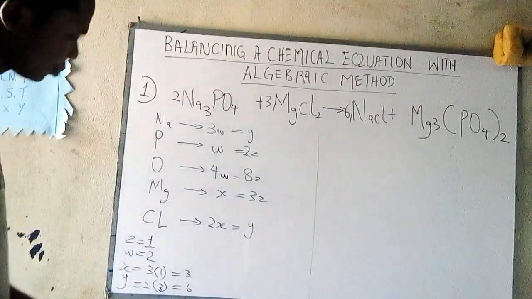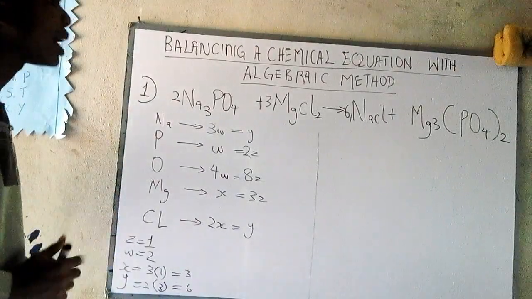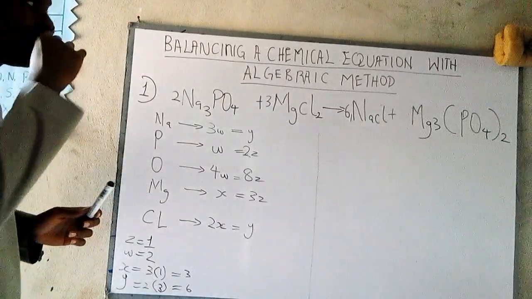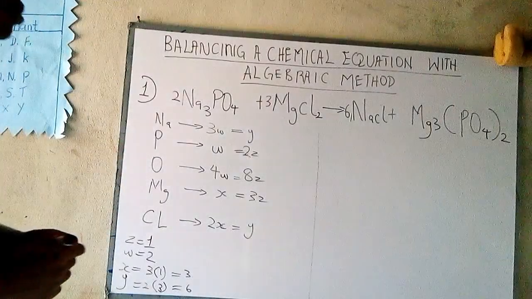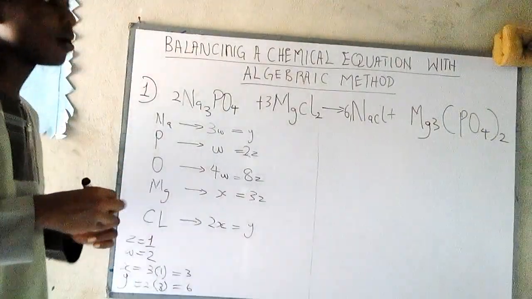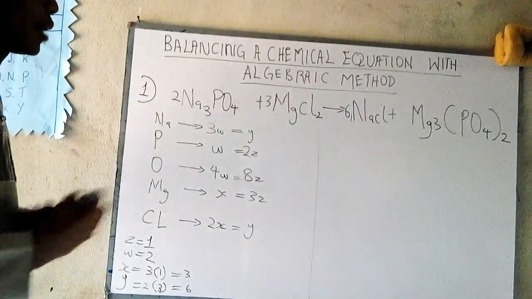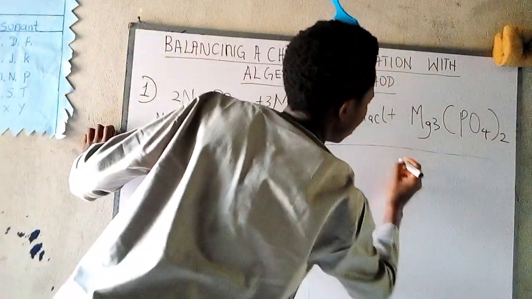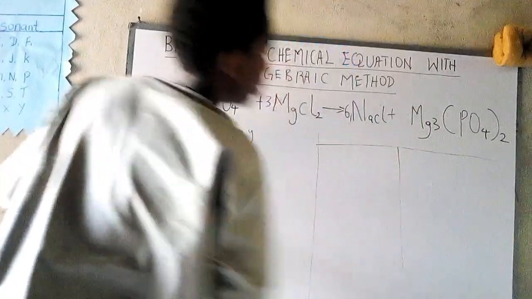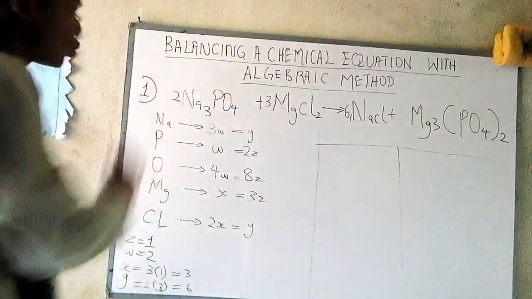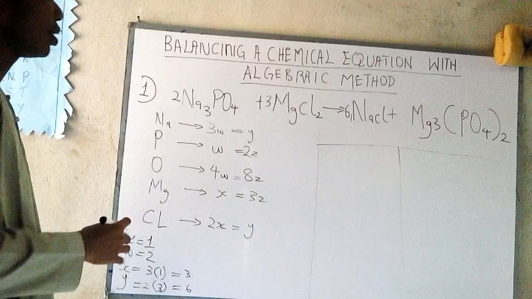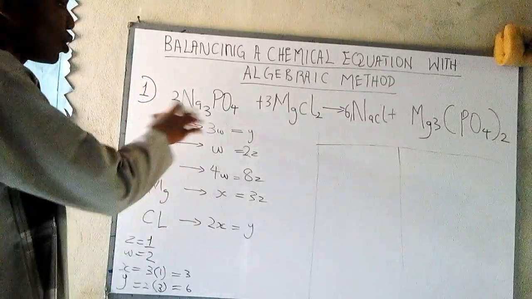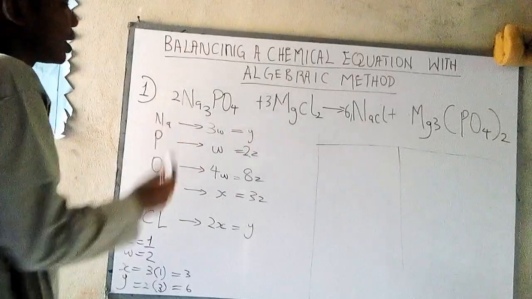Okay, now moving on. How do we now know that this equation is balanced? How do we know? Simple. The way I told you guys before how to know when an equation is balanced. Let's draw the table. Now we have sodium. Sodium to be how many? This 2 is now affecting this sodium. So this sodium is no longer 3. So 2 times 3 is 6.